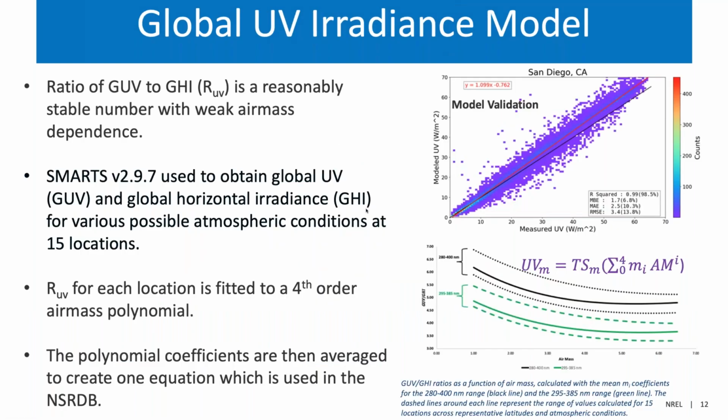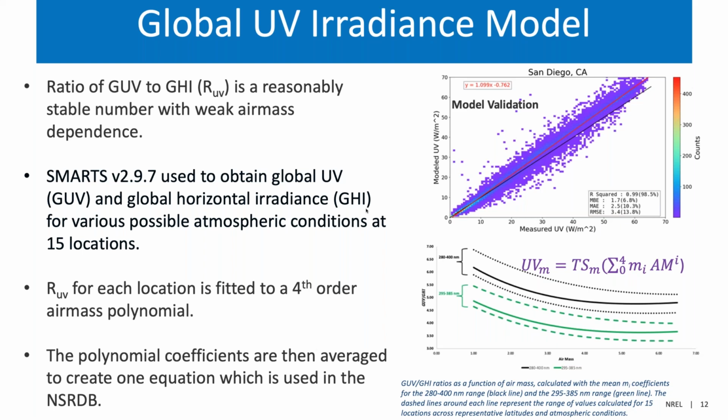The next thing we made available is essentially to address questions about reliability and degradation of PV panels. UV seems to be an important factor. So this is a model which is surprisingly accurate given the simplicity of the model. What we found is that the ratio of global ultraviolet to GHI, which is represented here as REV, is a reasonably stable number with weak air mass dependence.